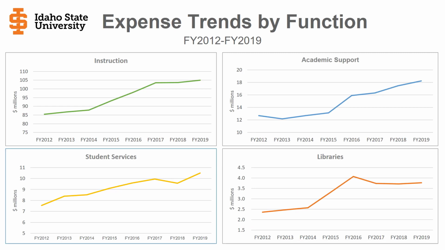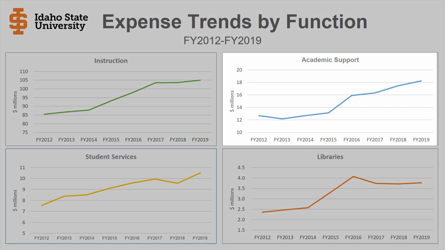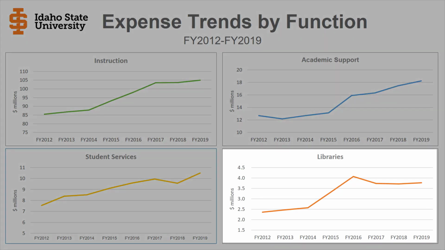As we disaggregate our expense trends by function, we see that we have been steadily increasing our investments in instruction and student support activities between 2012 and 2019. Instruction has increased by $19.5 million or 23% over that time period. Academic support has increased by $5.5 million or 44% over the same 7 years. Student services has increased by $3 million or 39% since 2012, and library expenditures have increased by 60% or $1.4 million.